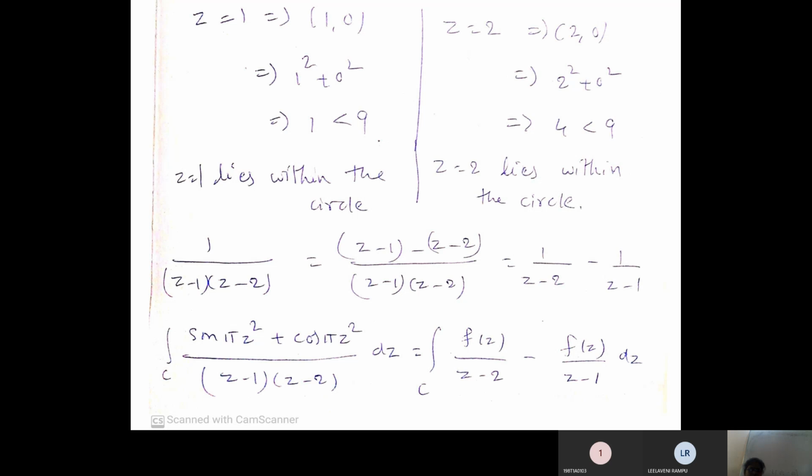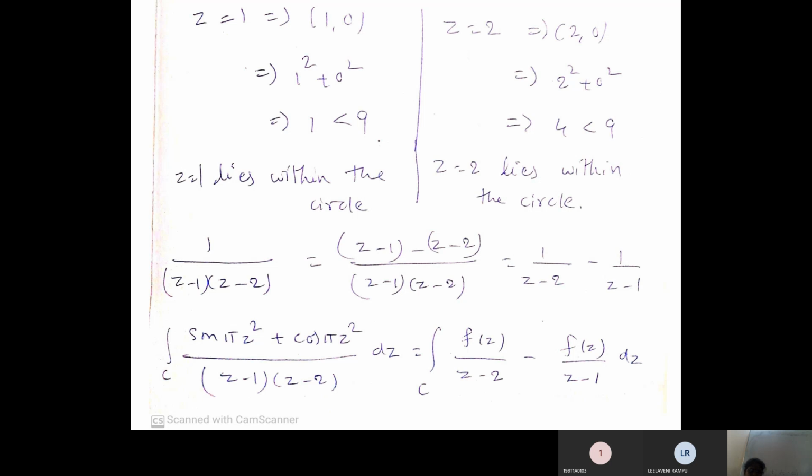Now check whether the points lie within the circle or outside the circle. 1 means (1, 0). Substituting on the circle, 1 square plus 0 square, 1, less than 9. So it lies within the circle. z equal to 2 means (2, 0). 2 square plus 0, 4, less than 9. So both points lie within the circle.